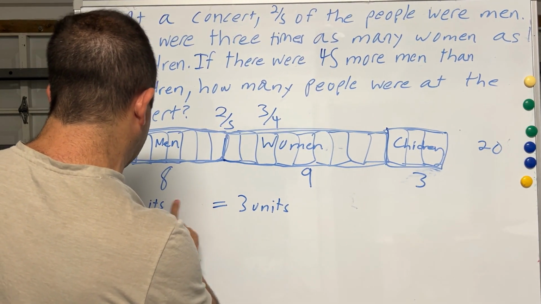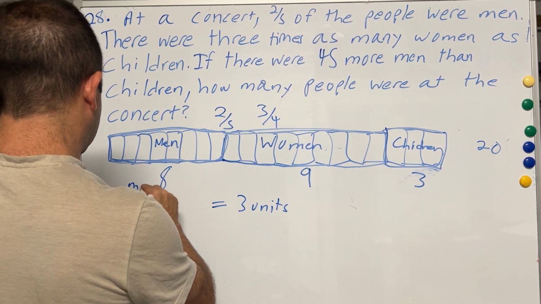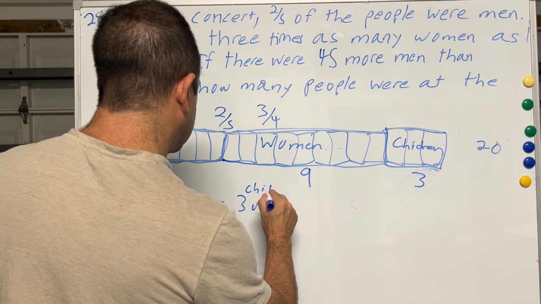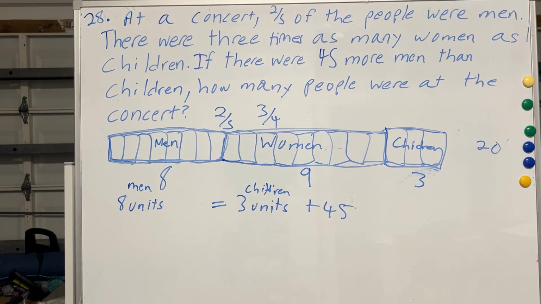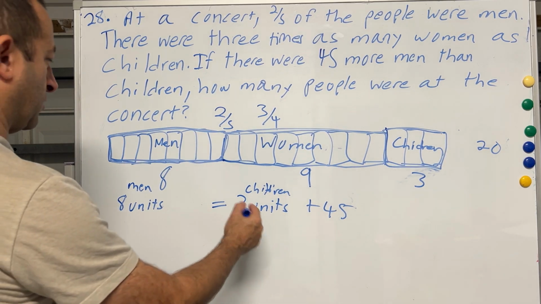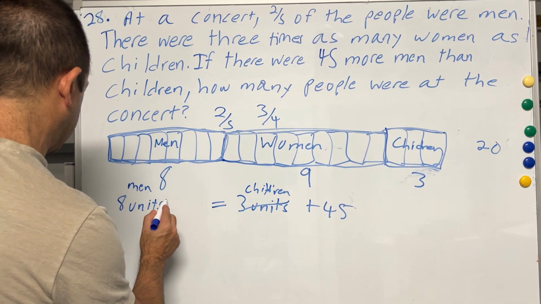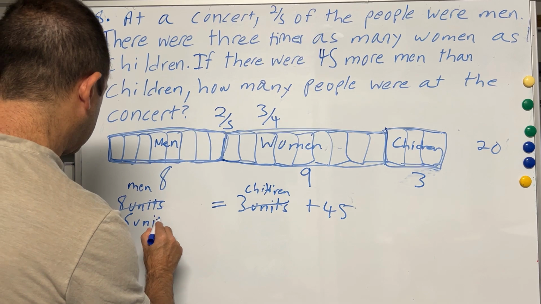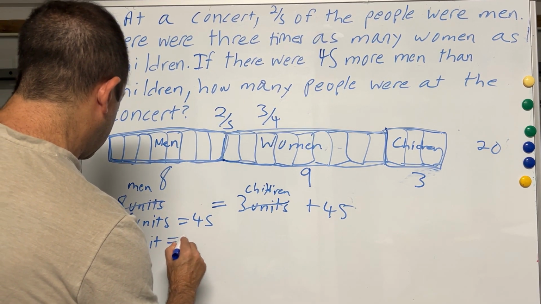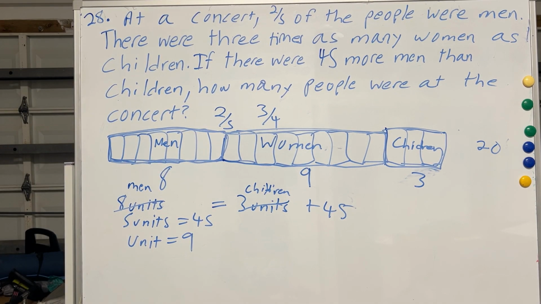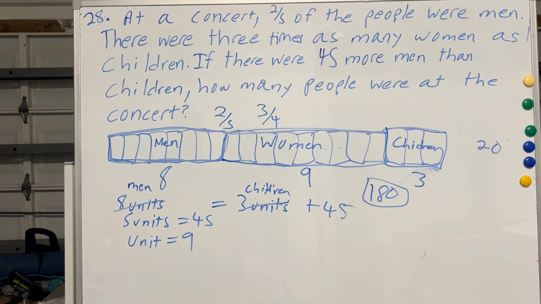So you don't even have to say 8 units of men. 8 units, which is the men, equals 3 units, which is the children, plus 45. So 8 units equals 3 units plus 45. So we simply subtract the 3 units from each side. So we get 5 units equals 45, and therefore a unit contains 9 people. So we know that there were originally 180 people at the concert because there were 20 total units. Now we're going to back check our answer.